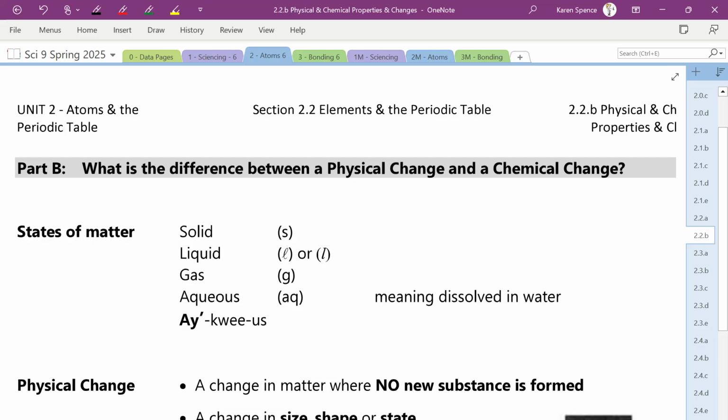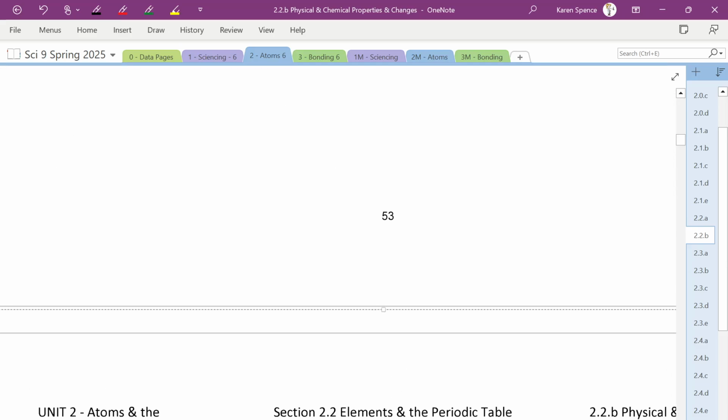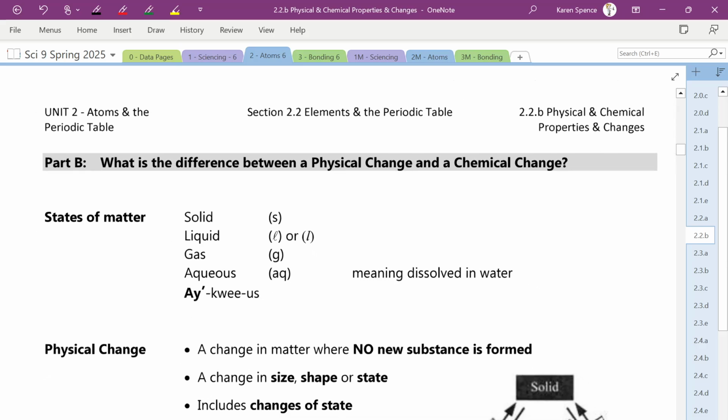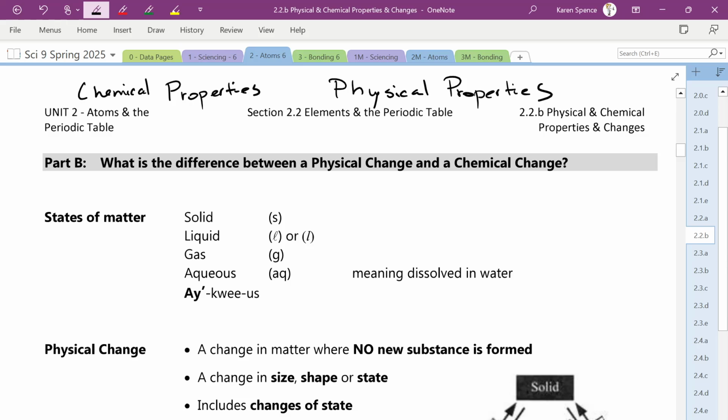Okay, I think most people are getting close to finished. So I'm going to interrupt you for a minute and we're going to turn to page 54. On the previous page, we talked about chemical properties and physical properties. But on page 54, we're talking about physical change and chemical change.